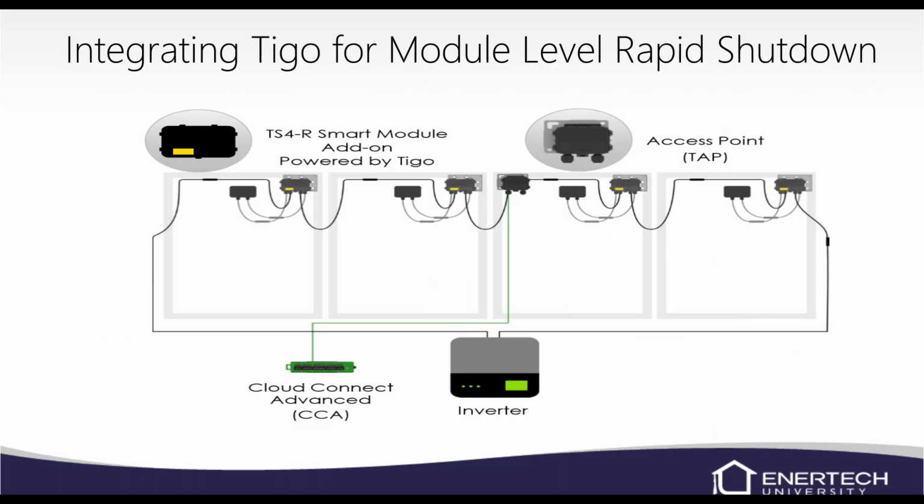Integrating TIGO for module level rapid shutdown. So here you've got your little Cloud Connect CCA, there's your inverter, your smart modules, and then your access points. Fronius, SMA, and Solaredge are all standard string inverters, and you have to add rapid shutdown to those inverters. There's a company that makes a rapid shutdown solution. It's called TIGO, and this is just some of the products that they make if rapid shutdown is a requirement for your area.